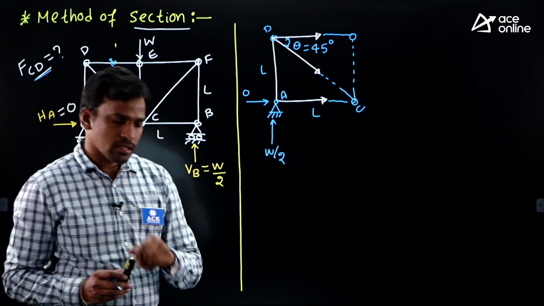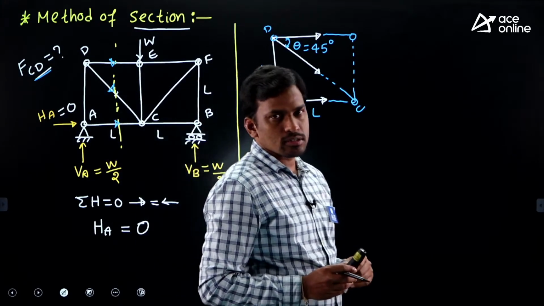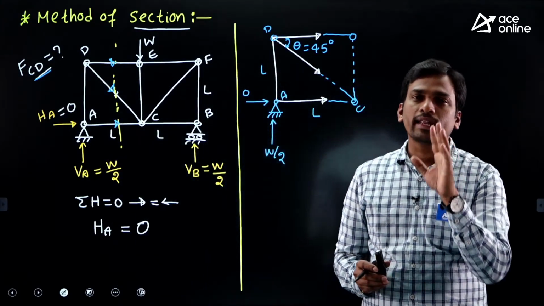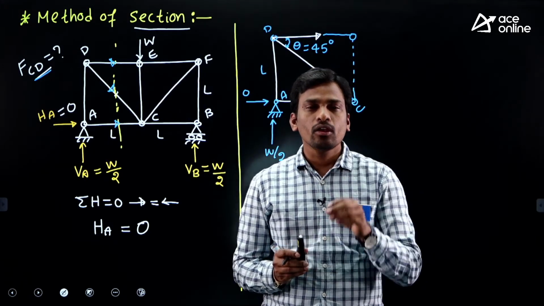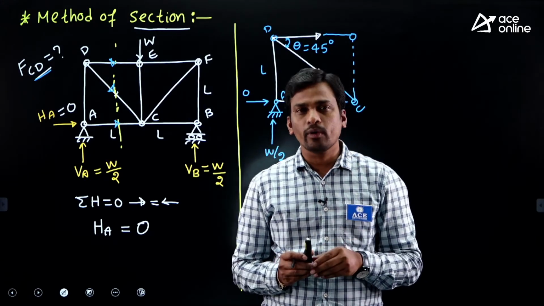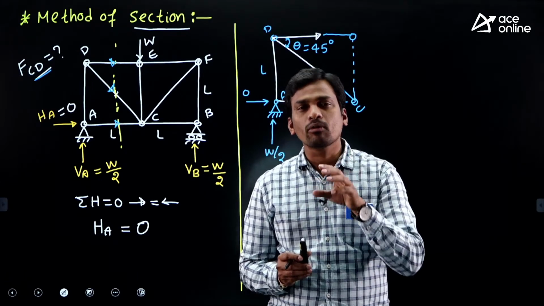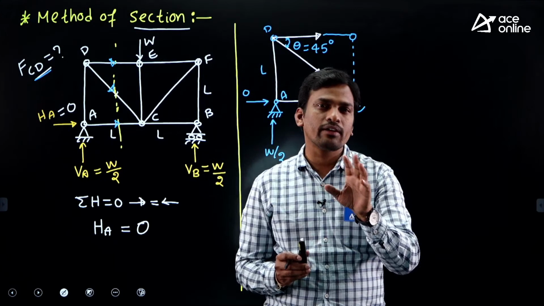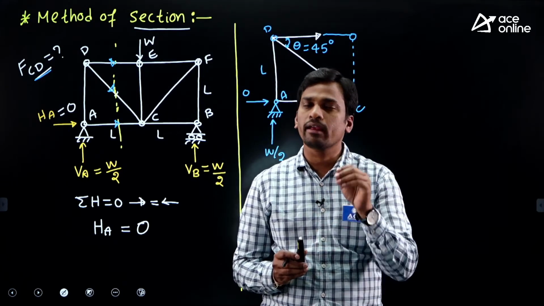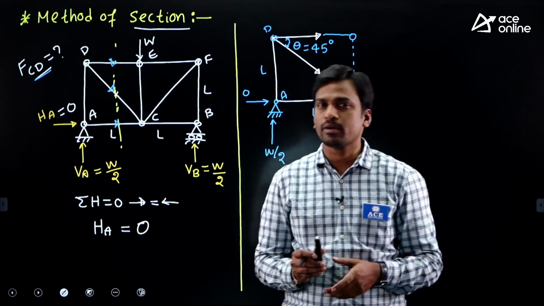Next, if I ask you to find the force in a vertical member, preferable equilibrium equations are sigma V equals 0 and sigma M equals 0. No need to try sigma H equals 0, again a waste of time for vertical members.